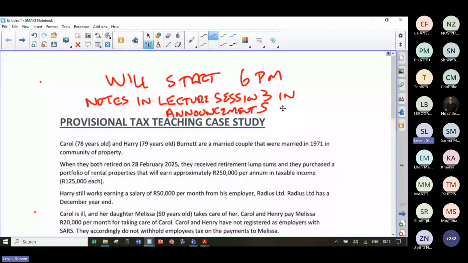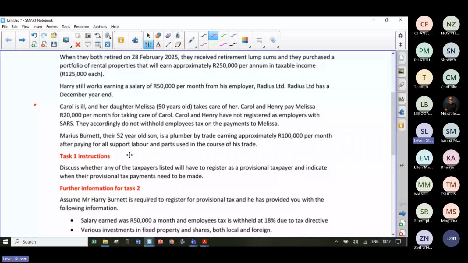Now, I've treated this as a tax case study, a teaching case study. This is not the way it'll get asked in an exam, but it's asking each of the questions you might get in an exam. So having a look at task 1 instructions. It says, discuss whether any taxpayers listed will have to register as a provisional taxpayer and indicate when their provisional tax payments need to be made. So this is the first type of question. Do I need to register as a provisional taxpayer?